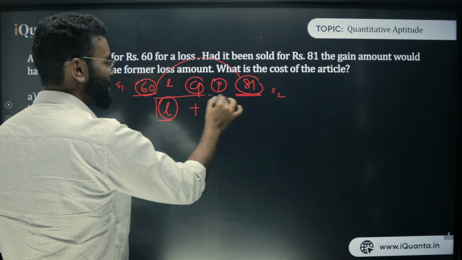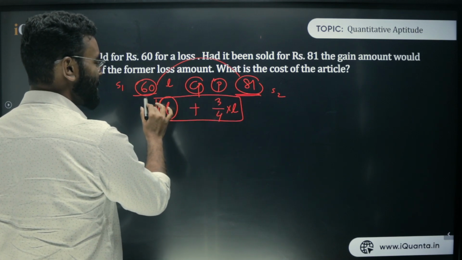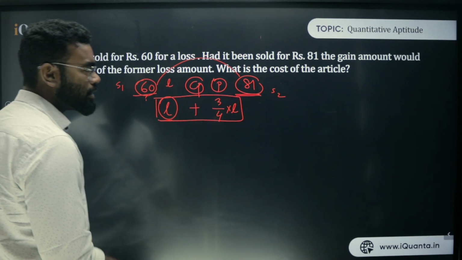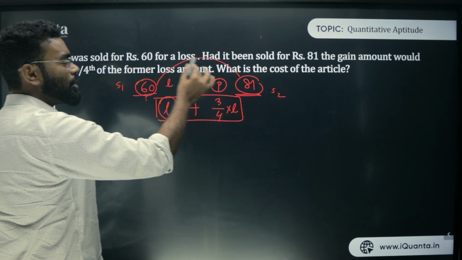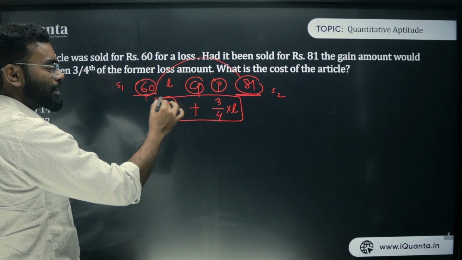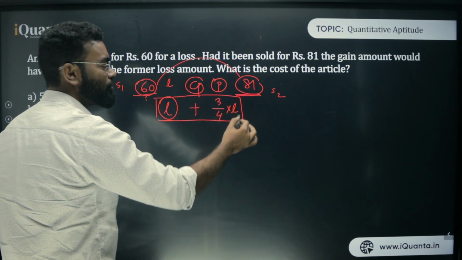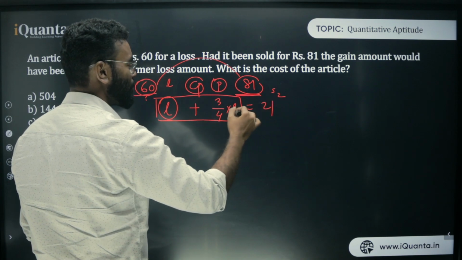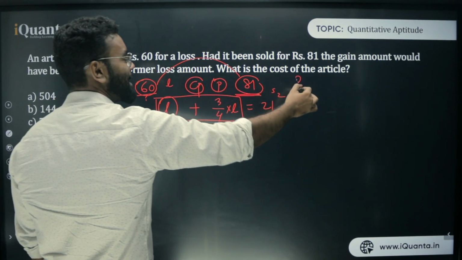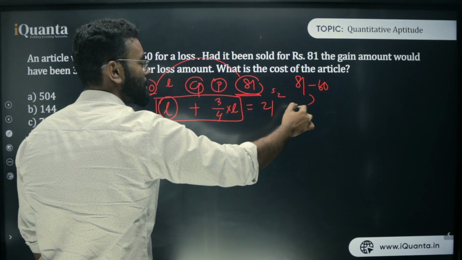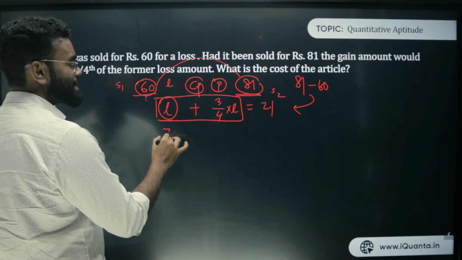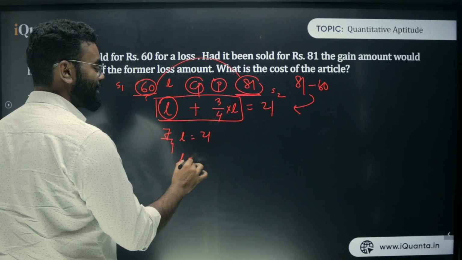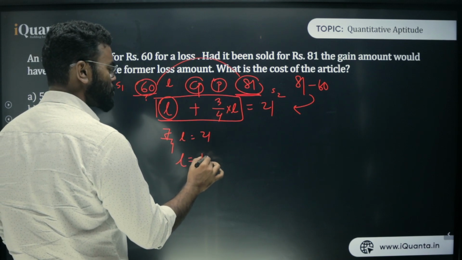So this entire difference is basically he is recovering the loss, then he is making a profit when selling at 81. So this entire difference from 60 to 81 is first the recovery of the loss, then a profit of 3/4 L. So this entire thing is nothing but 21. What is 21? That is 81 minus 60. So now I can say 7 upon 4 L is equal to 21. So what is L? L is basically 12.